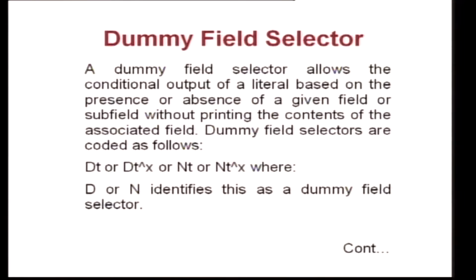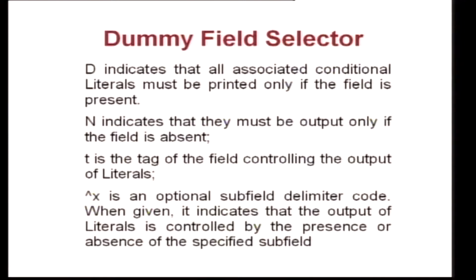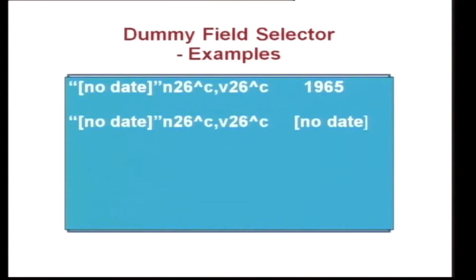Now, here you can see a real life example of using the dummy field and how easily we can create different kinds of real life conditional messages in a catalog card. As I told you, D indicates the presence of the literal and N indicates the absence of the literal. Now, here you see a particular problem. In some cases there will be a date of publication available, and in some records there will be no date of publication. It happens in a library catalog management system.